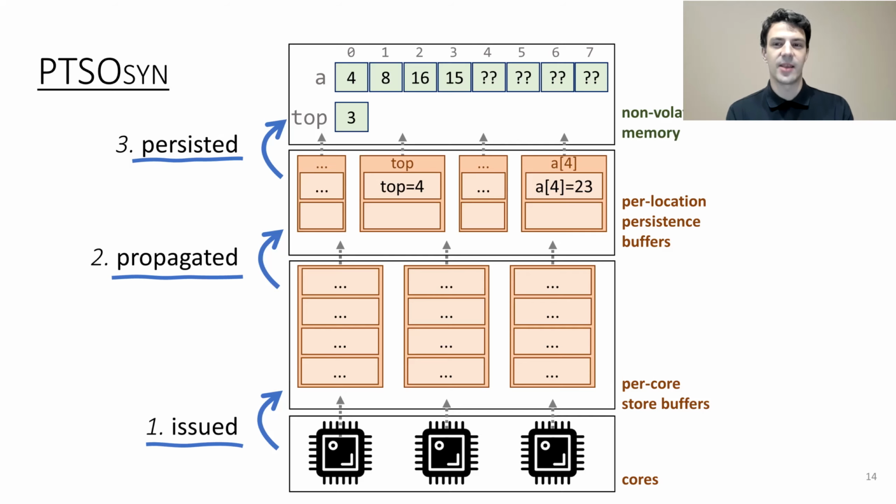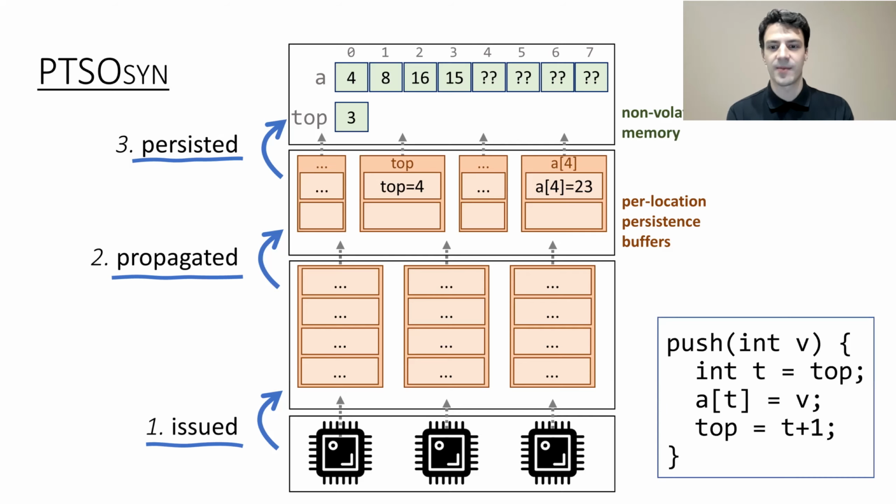Something else I want to add is how reading works. So if we, for instance, read the value of top in the push method, we will first look for it in the store buffers, and then we will look for it in the persistence buffers, and only then will we go to non-volatile memory.